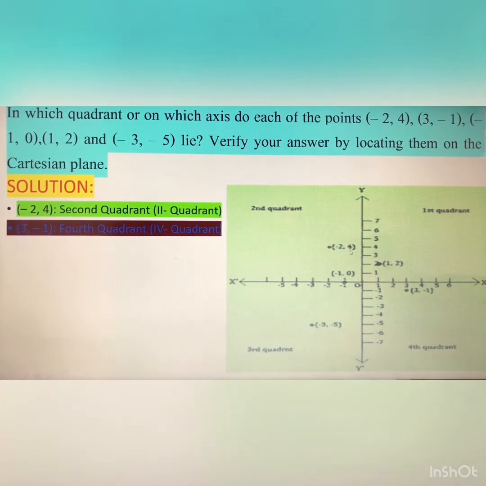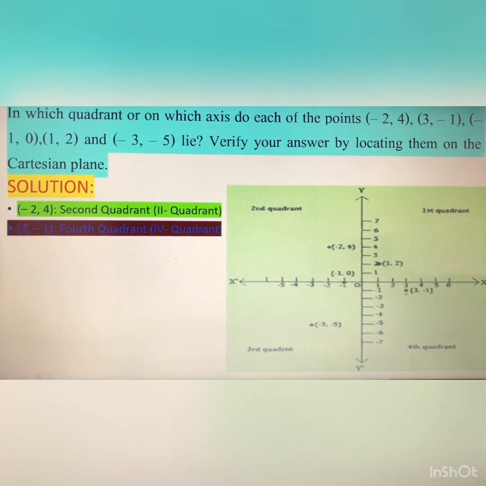Next one, (3, -1). So this is the fourth quadrant. Okay, so you come in the fourth quadrant. This is quadrant number 4. You see abscissa is 3, this is the positive 3, so you come here, and ordinate is -1. Just in front of -1 and 3 you put a mark, that is (3, -1).